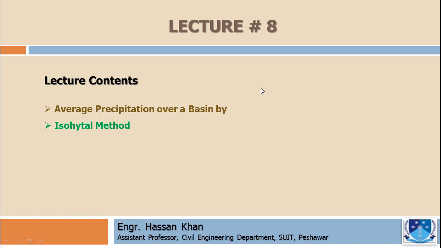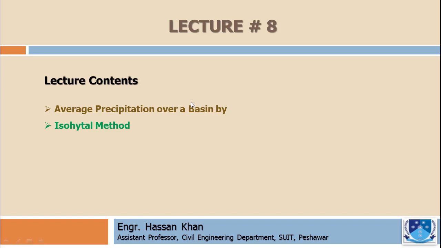The first method, the arithmetic mean method, is a very simple method and it is applicable only when the precipitation over the area is uniform and when the precipitation gauges in the area are distributed uniformly, which is only possible in flat regions, in plain areas. So it means that a simple arithmetic mean method is applicable only for plain areas.